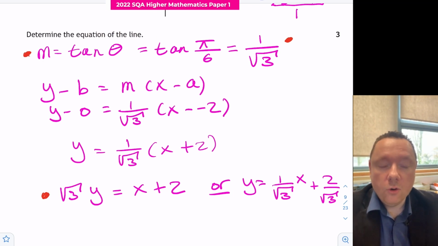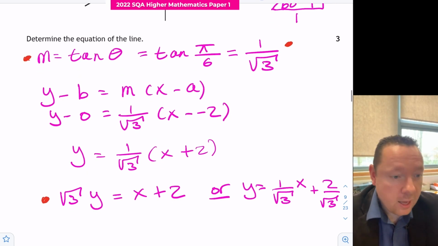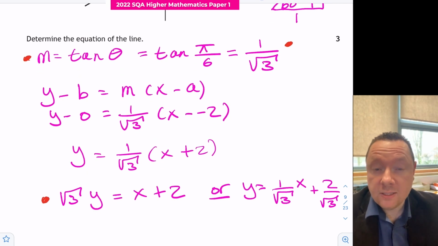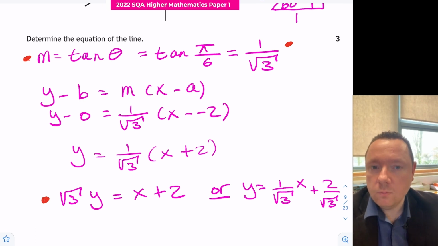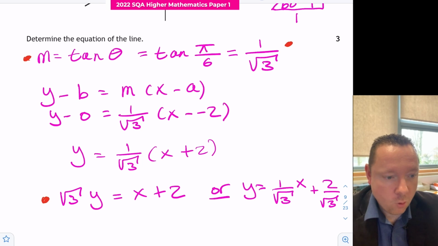A little note on where you would lose marks on this question. For the first part, if you wrote m is the inverse tan of pi over 6, tan to the minus 1, you would lose the mark. You have to write tan pi over 6, not inverse tan. But you still get marks 2 or 3 if you went forward from there.